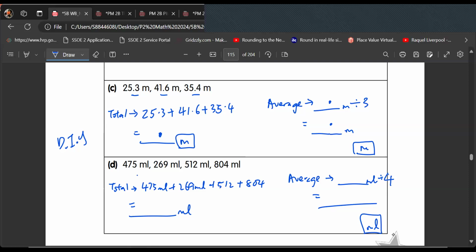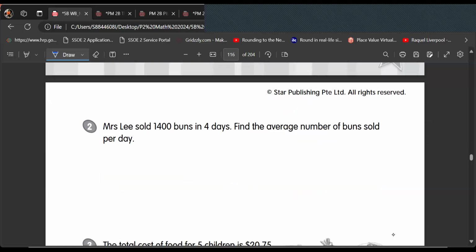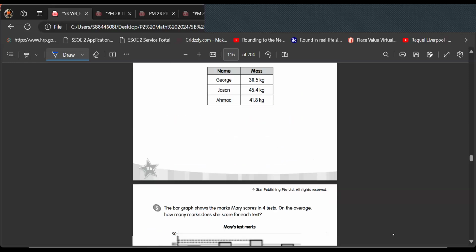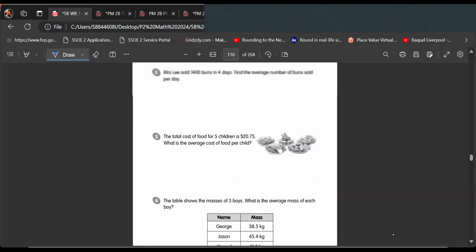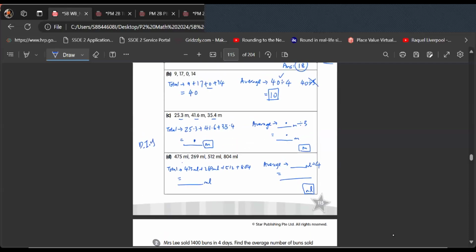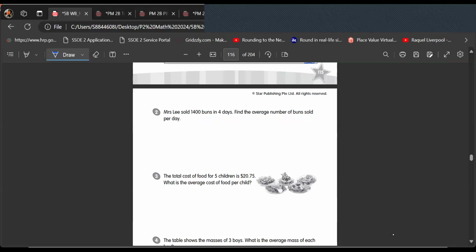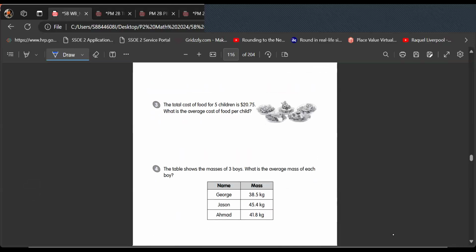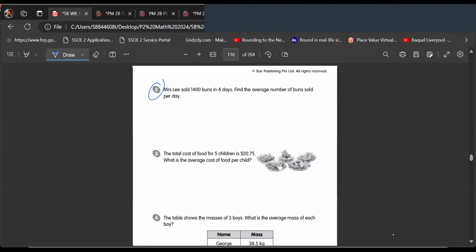Okay, moving on. It's almost time for your PE lesson. So I'm going to move on to the next page. Now, just 115 and 116. I'm going to put these two questions as DIY. It's just calculation, right? Then here, question 2 on page 116.